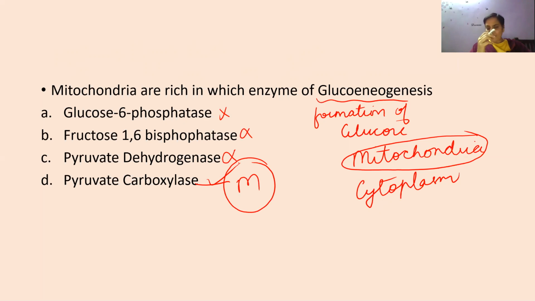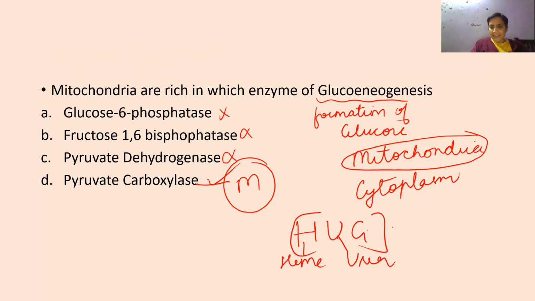Right. Now here I am going to tell you one mnemonic also. Always remember there is a mnemonic called HUG. You won't forget this one, HUG. So in HUG, H stands for heme synthesis, U stands for urea cycle, and G stands for gluconeogenesis. These are the three processes which always take part in two organelles, mitochondria and cytoplasm.